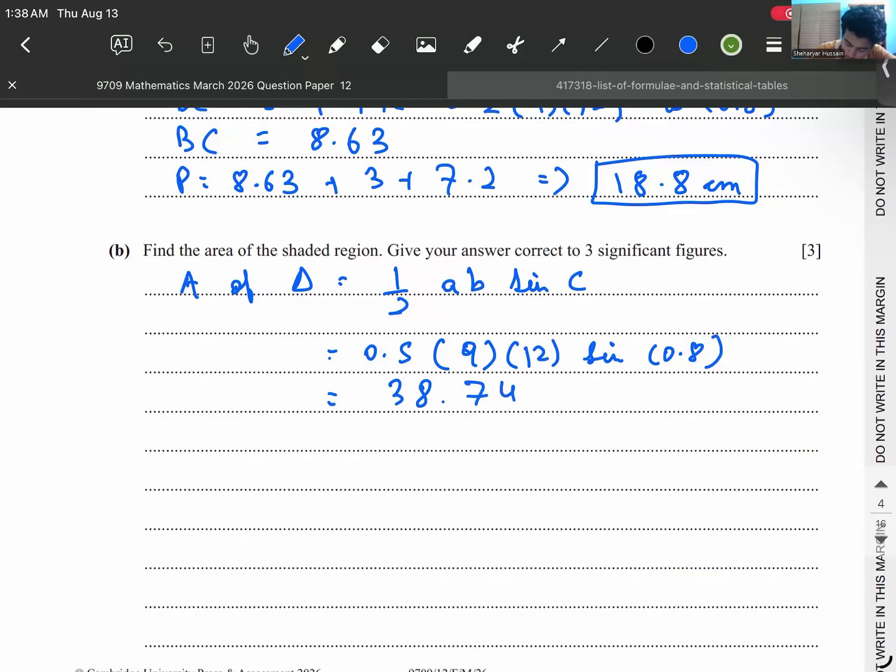One more thing that I forgot to mention here is that since they've asked for three significant figures specifically, we are going to do our working correct to four significant figures. Now, for the shaded region, we just need to find out the area of the sector, right?